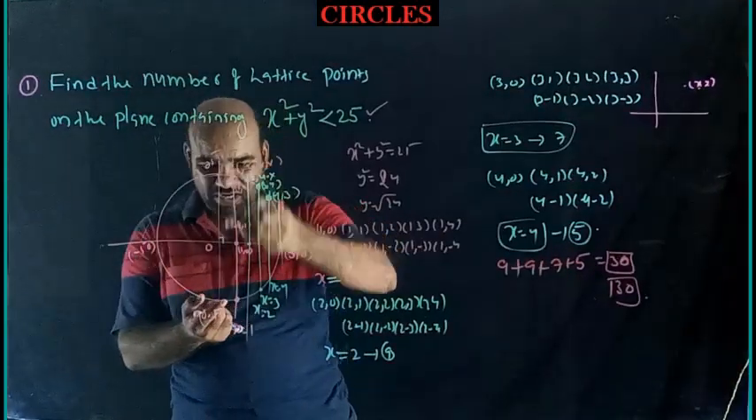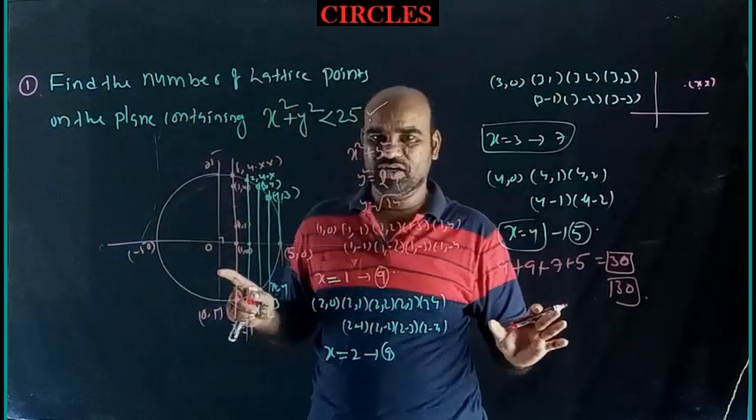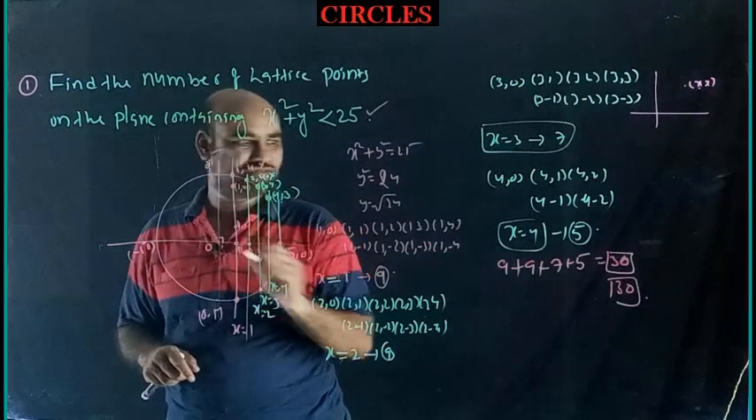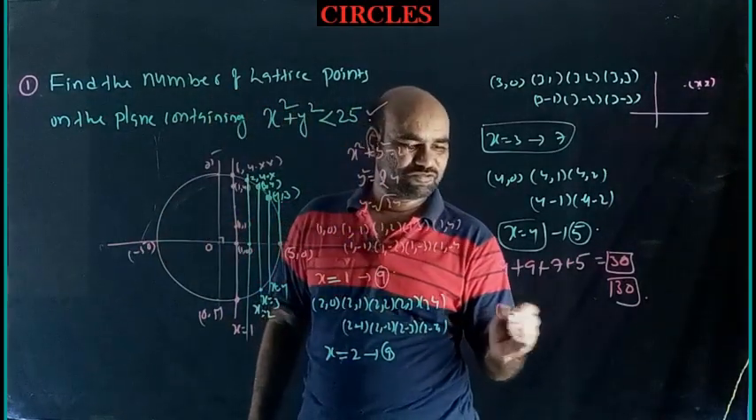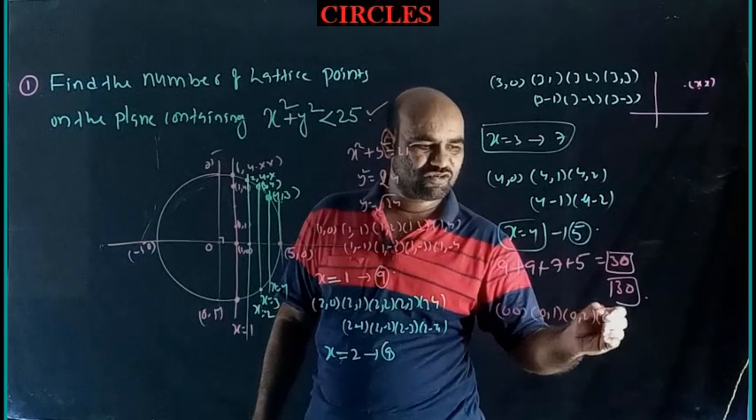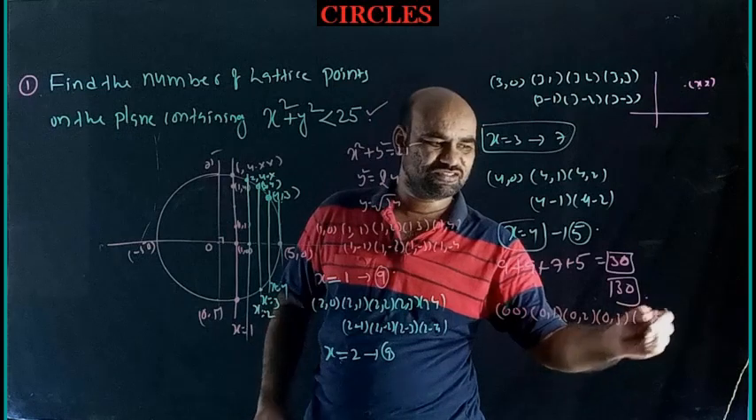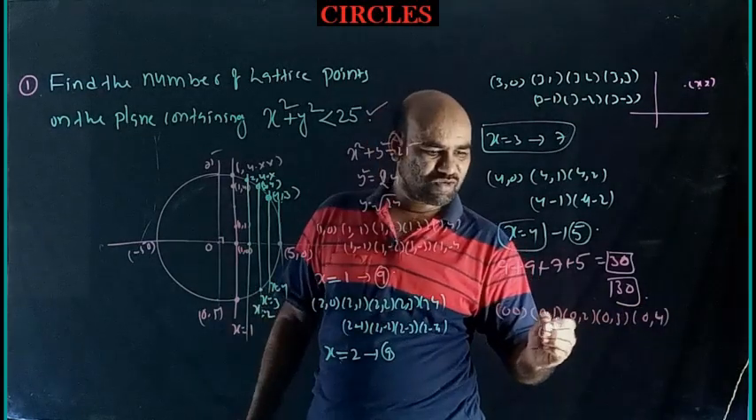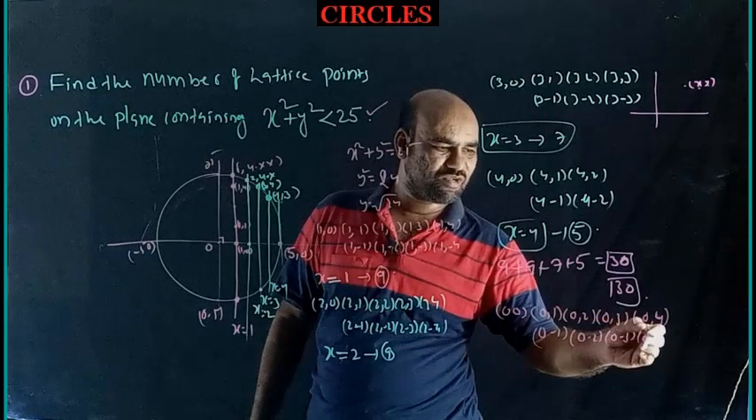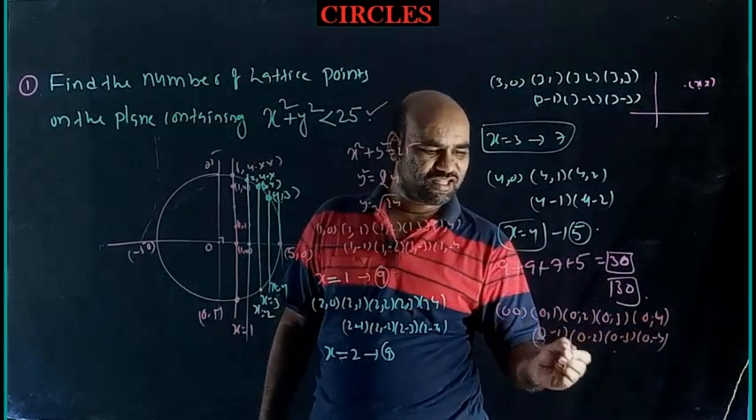Now you want to identify points on the y-axis. All are counted except the y-axis. On the y-axis, 0 comma 0, 0 comma 1, 0 comma 2, 0 comma 3, 0 comma 4, 0 comma 5 can't be taken. Similarly, below, 0 comma minus 1, 0 comma minus 2, 0 comma minus 3, 0 comma minus 4, another 9 points.